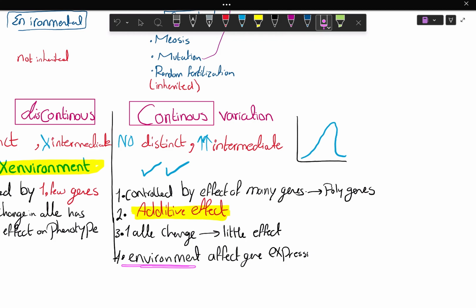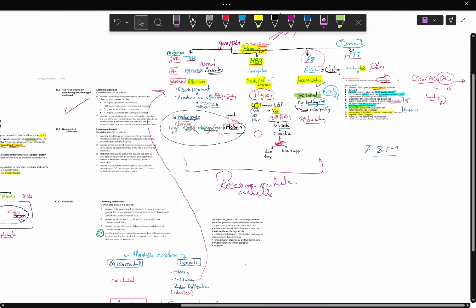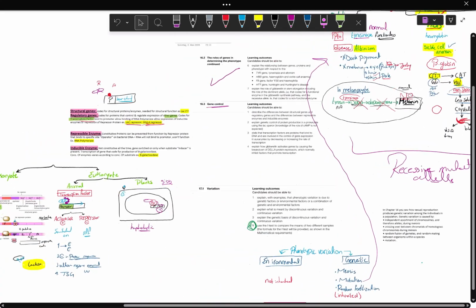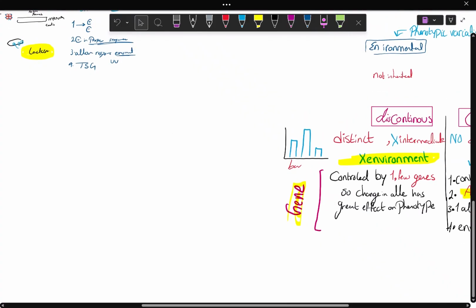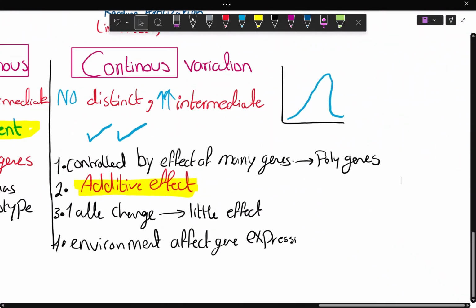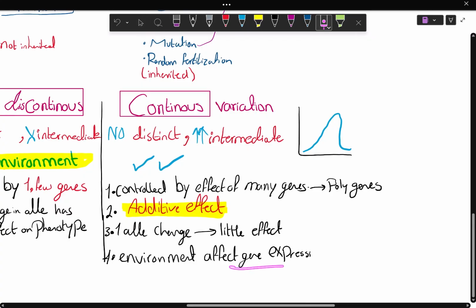The last thing is the environment can affect the gene expression. Like I was saying in the part about transcription factors, sometimes the environment can have an effect on the gene, okay? So in this case, those are the genes that can be affected, okay? So the environment affects the expression.